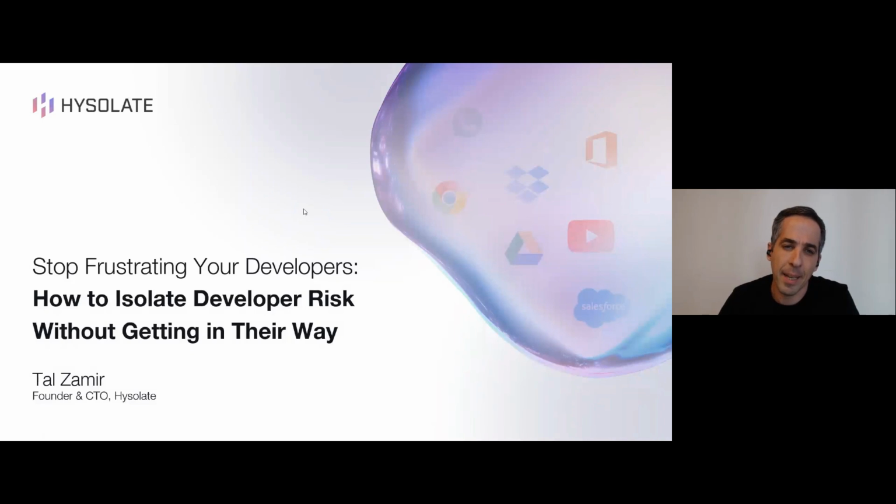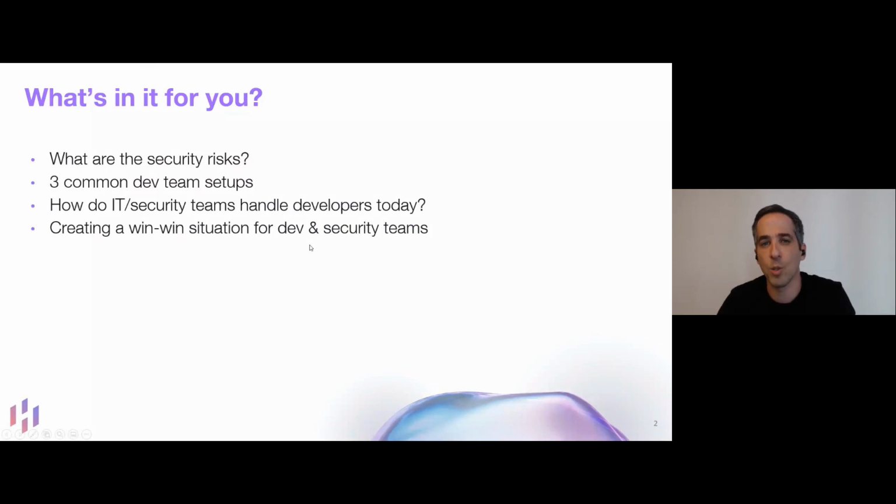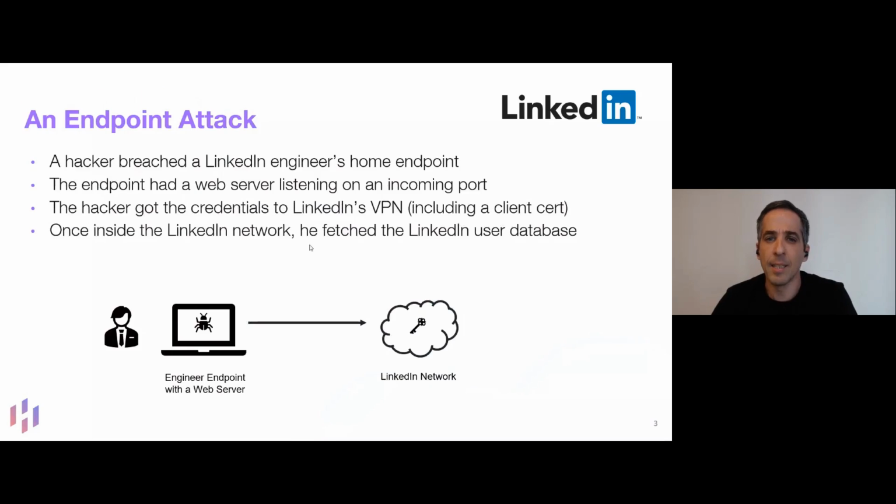The agenda for today would be first to realign us all on the security risks associated with developers and DevOps teams, and talk about a few of the common developer team setups that we see out there in big, small, and medium software companies, or just any company that has a group of developers in it. I'm going to discuss how IT and security teams try to handle developers today and come up with the pitfalls and challenges they have, what we hear from our customers and prospects. And finally, I'm going to suggest a few ways to create a win-win situation for developers and security teams. So stay with us.